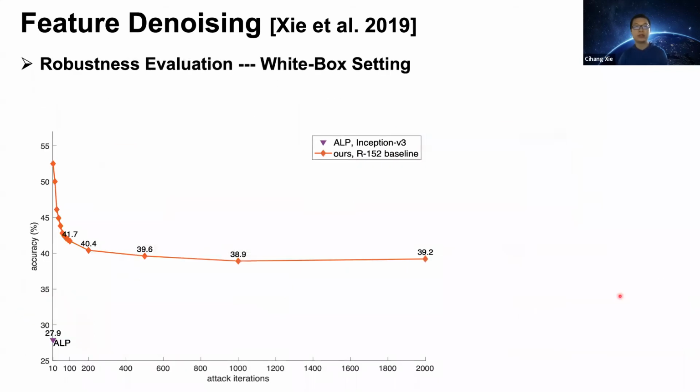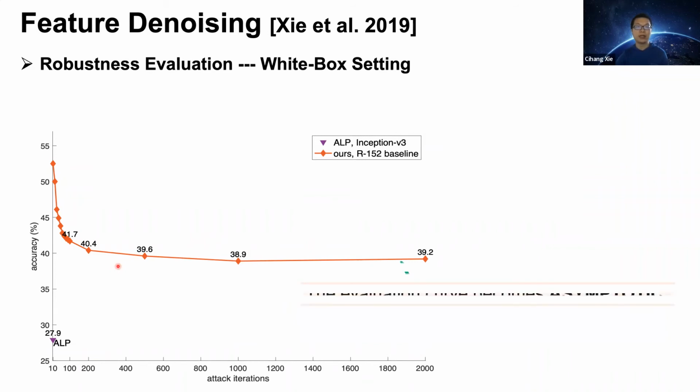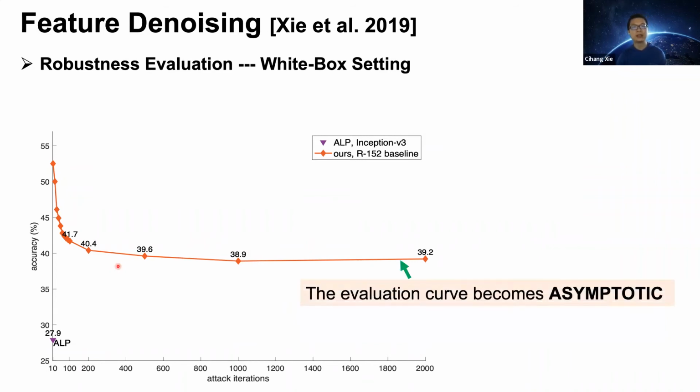And first look at the white box setting. Here's the results. The x-axis refers to the number of attack iterations. Basically, more attack iterations means you are applying a stronger attacker here. The y-axis is the top one accuracy on ImageNet. And the red curve is a baseline model. Basically, that is the ResNet 152 plus adversary training.